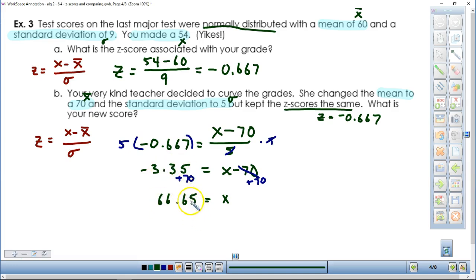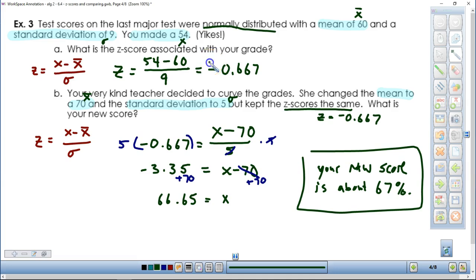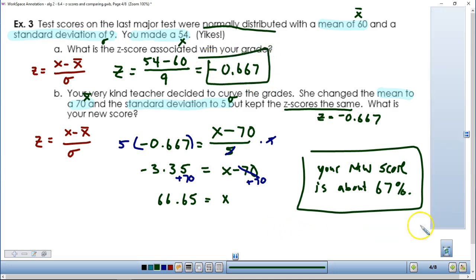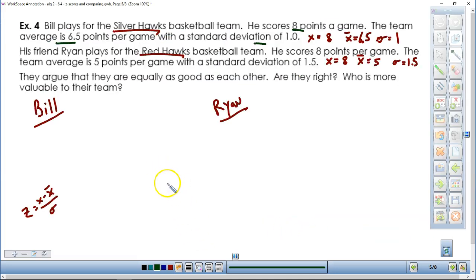Now, this is a percent, right? Your score is a percent. So we might say that your new score is about a 67%. Just kind of rounding it up because I'm sure your teacher might round it up as well. All right. Very good. So let's look at example 4.